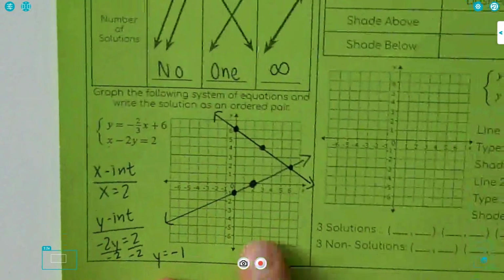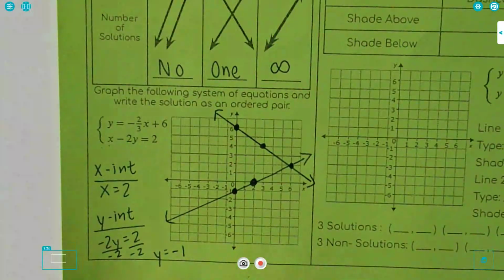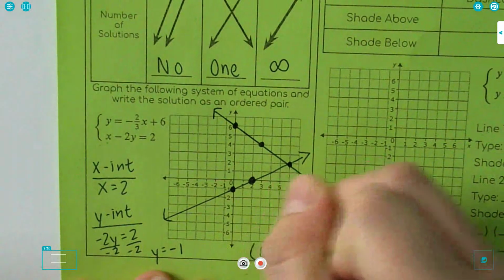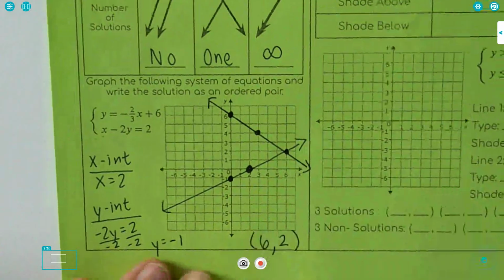How many solutions does this graph have? 1. What is my solution? 6, 2. So remember to always write your solution as an ordered pair. 6, 2.